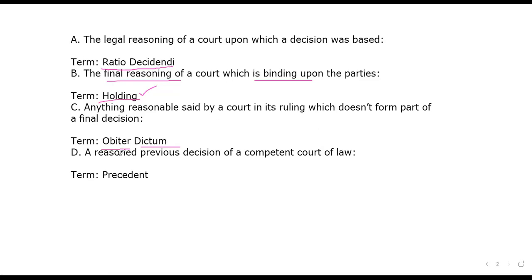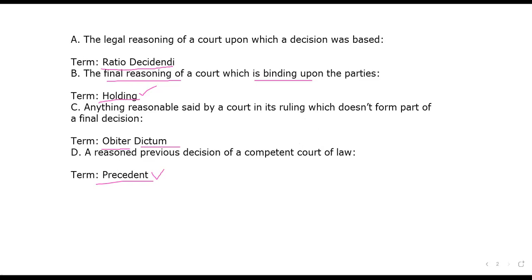Then we have reasoned previous decisions that courts may use to make decisions in common law. We call that precedent. So there are times when I'm going to refer to a case that was done under Manawasa, which had a similar issue, so it's called past precedent. These are the terminologies.